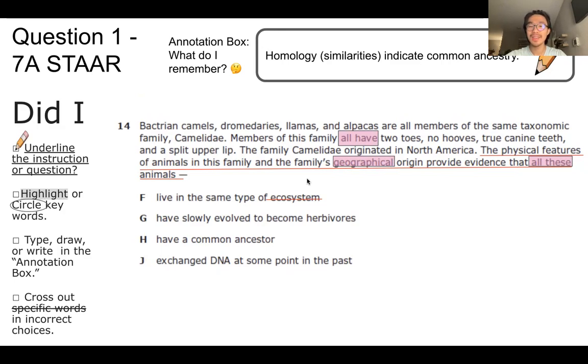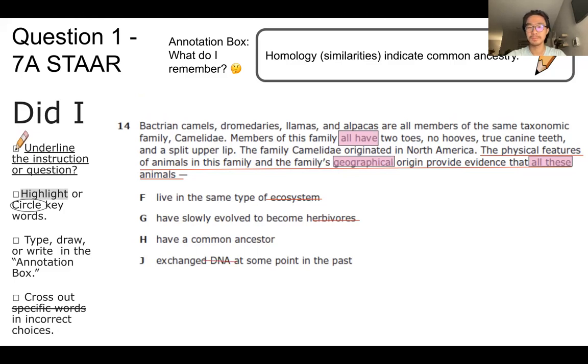Now, we're not thinking about ecosystem interaction between individuals. So we can take out ecosystems. We can also take out the word herbivore. That has to do with eating plants, right? We're not really talking about eating. We're talking about homology, similarities. So we can be thinking about anatomical homology, molecular homology, or developmental homology. Nothing having to do with what we eat.